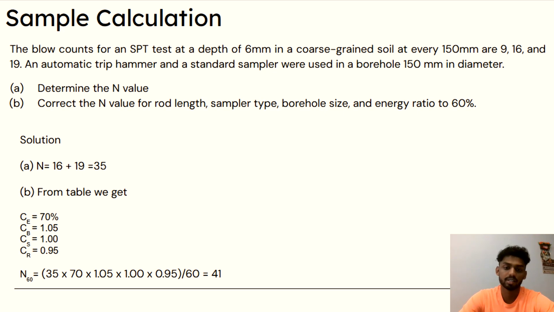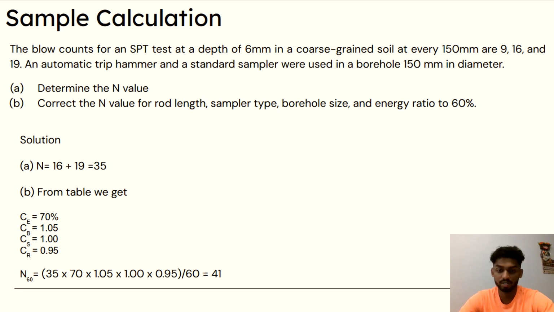So this is the sample calculation. The recorded blow counts are 9, 16 and 19. We ignore the first value and add the next two. So N equals 16 plus 19, which is 35.